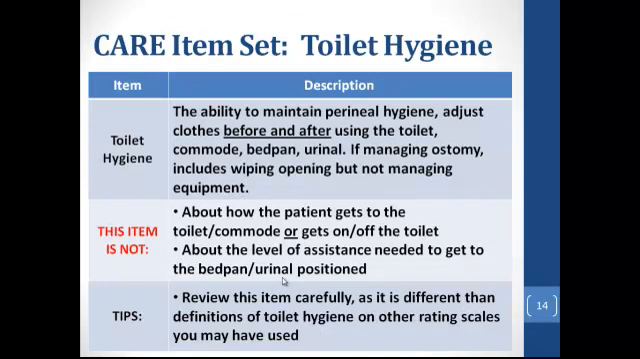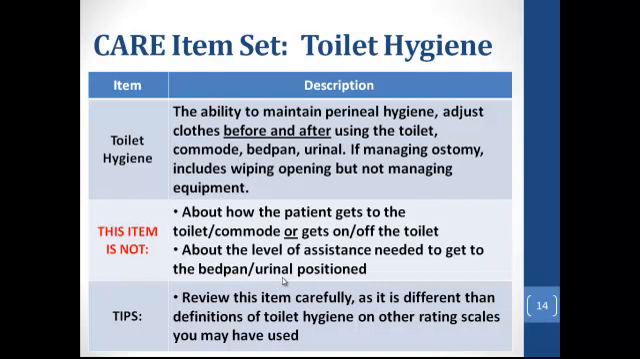The next item is toilet hygiene. It is defined as the ability to maintain perineal hygiene, as well as adjusting clothing before and after using the toilet, commode, bedpan, or urinal. If a patient has an ostomy, the patient must be able to wipe the opening, but not manage the equipment. This item is not about how the patient gets to the toilet or gets on or off the toilet. It is also not about the level of assistance needed to get the bedpan or the urinal positioned.